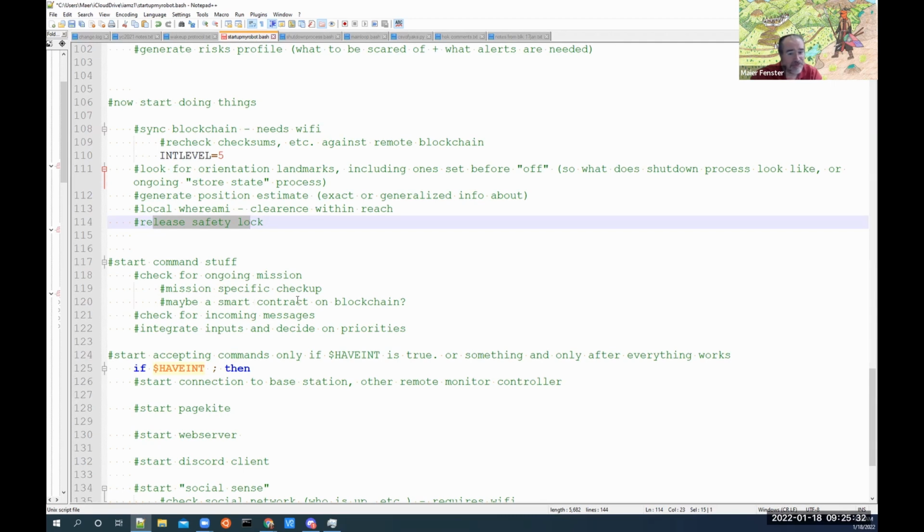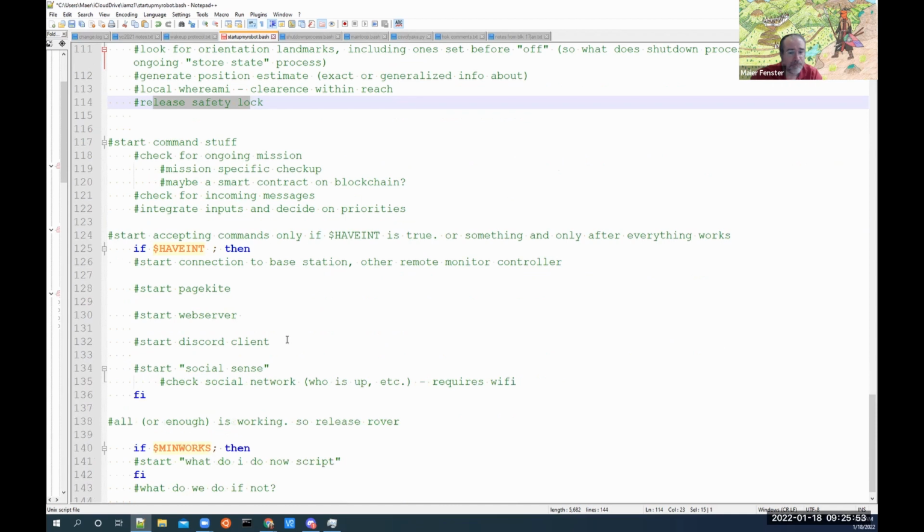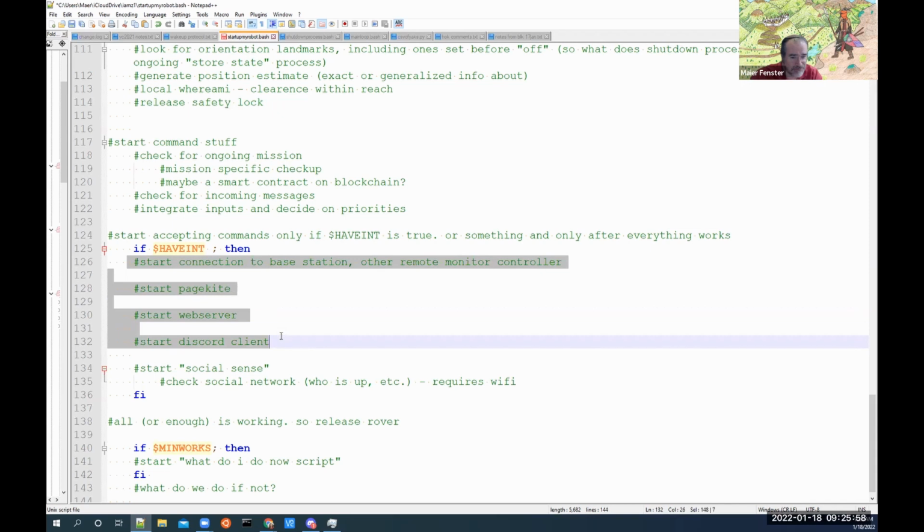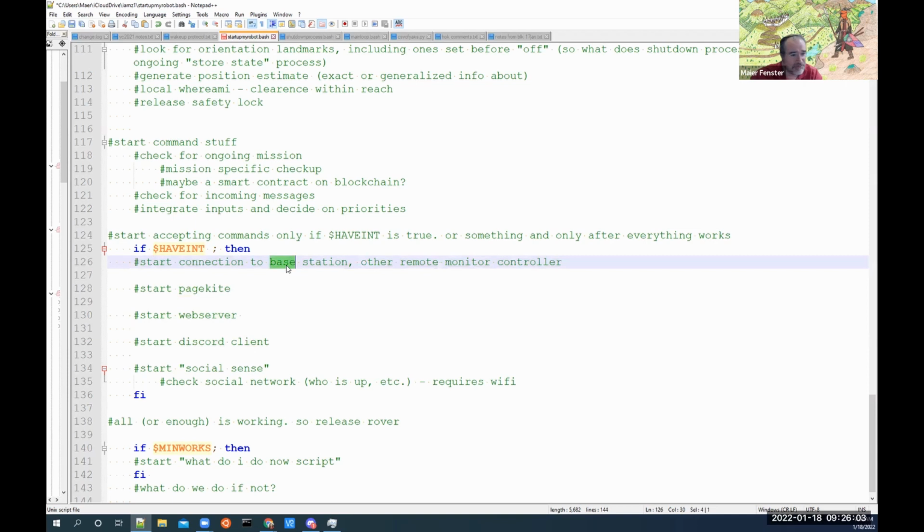Maybe there's a smart contract on the blockchain, which is telling me something that I committed to doing or that I have to do or that actually controls me. There could be incoming messages which tell me what I need to do. In any case, I integrate all of the inputs and decide on priorities, but I don't do them yet. Here's where I turn on the ability to get commands from outside. There could be a base station. This is something we actually have for communication.